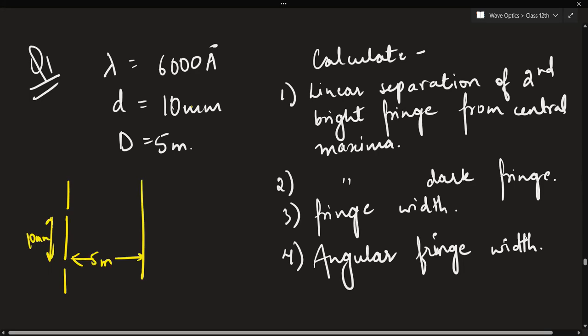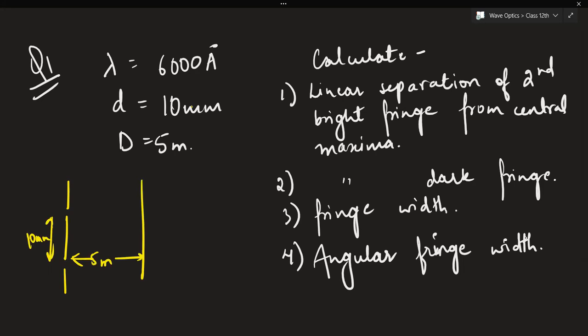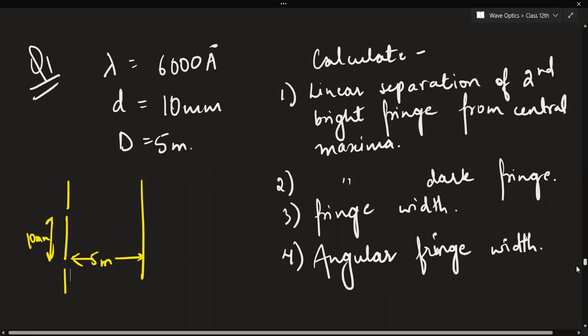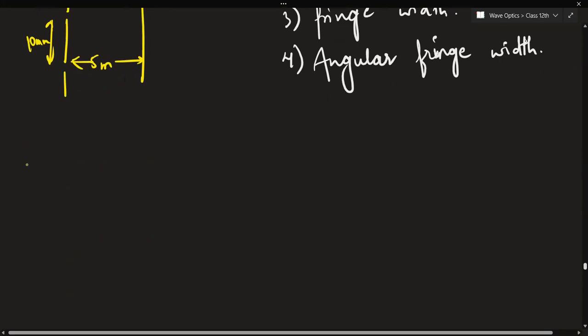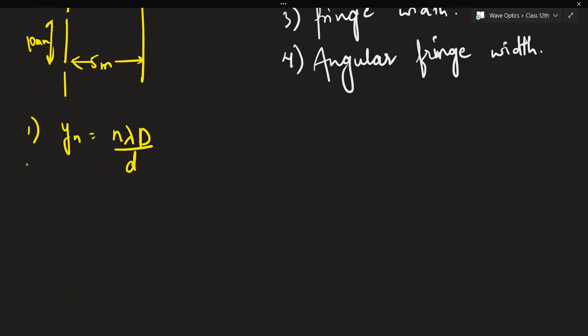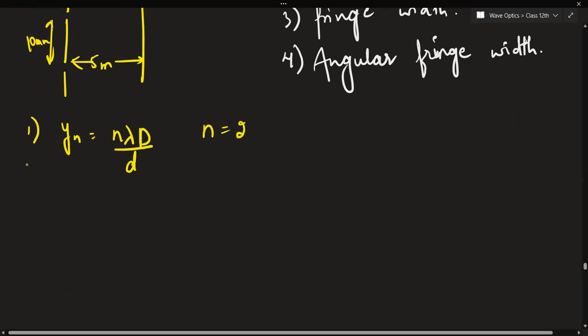Firstly, we have to find out the linear separation of the second bright fringe from the central maxima. So the linear separation from central maxima is yn. Now yn had different formulas for bright and dark. This is given as bright fringe, so we'll use the formula for bright fringe. So yn will be equal to n lambda capital D by small d. This was what we had studied, and it is given second bright fringe, so n will be 2.